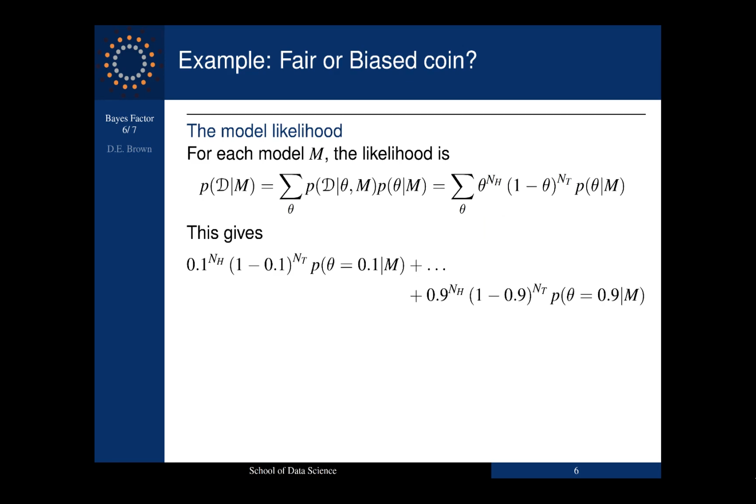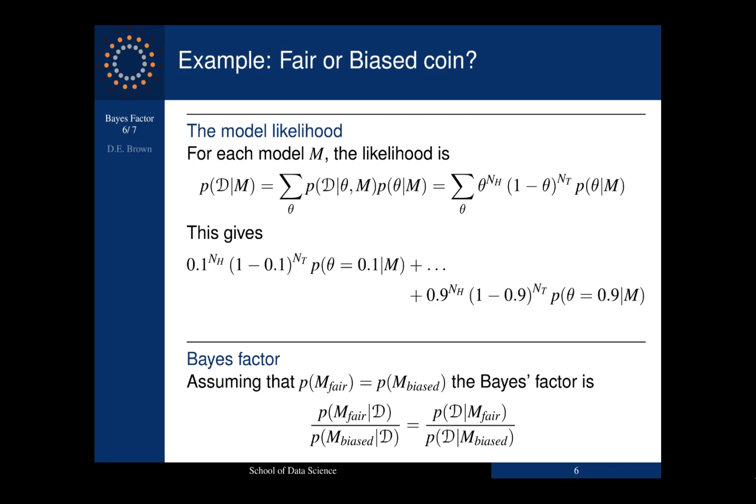So we next just plug in the values here. We start with 0.1, that's to the number of heads we have, 1 minus 0.1 to the number of tails, times the probability that theta is equal to 0.1 given the particular model, and we found that on the previous slide. We just do that all the way up to 0.9, and we get the likelihood for the data given each of the models. And we can take that and compute Bayes' factor then.